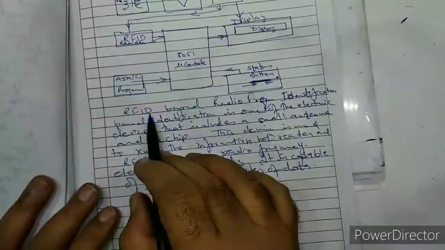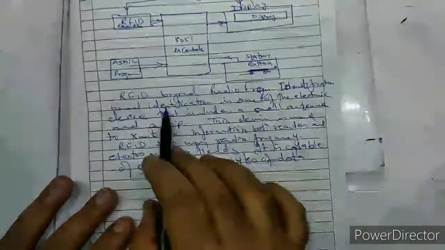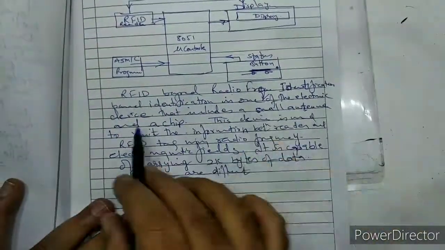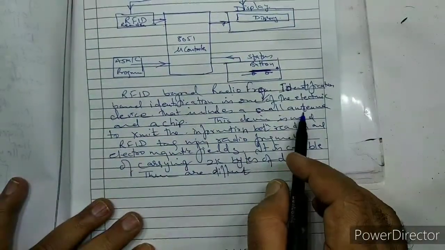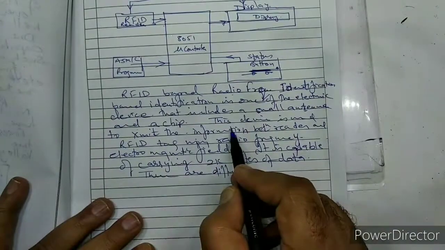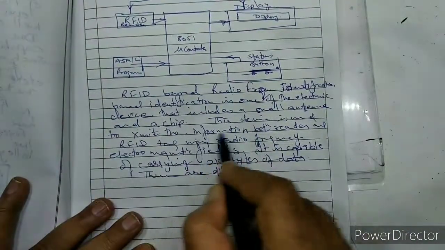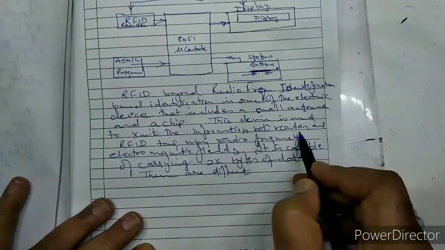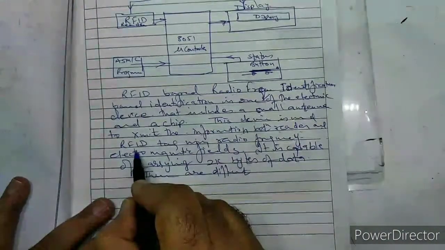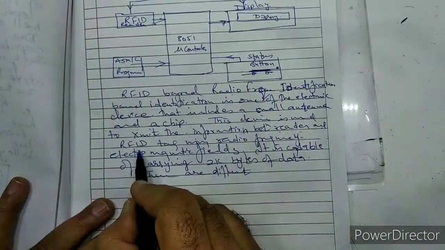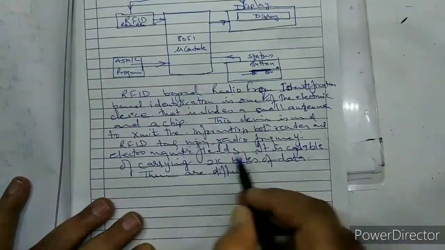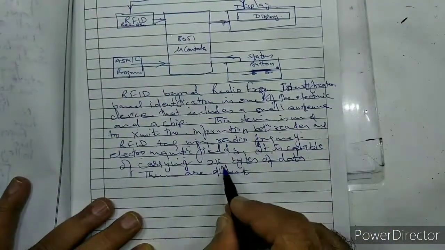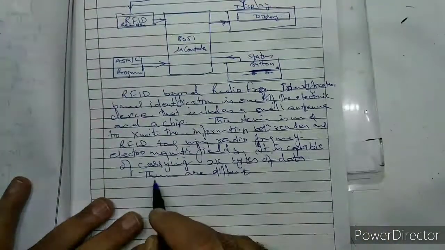Now, RFID, radio frequency identification based identification, is one of the electronic devices that includes a small antenna and a chip. This device is used to transmit the information between the RFID reader and the RFID tag using radio frequency electromagnetic fields. It is capable of carrying 2 kilobytes of data.